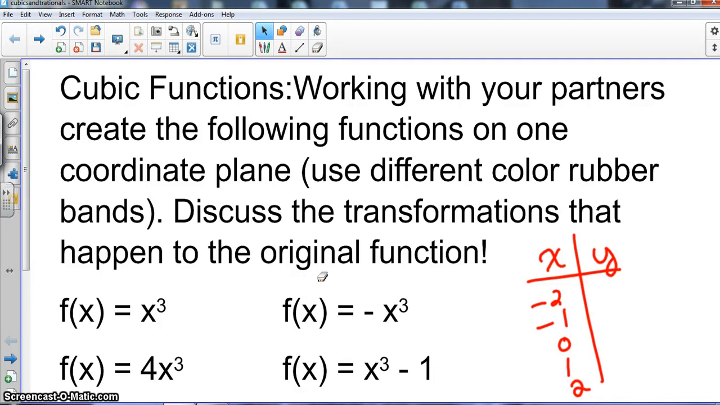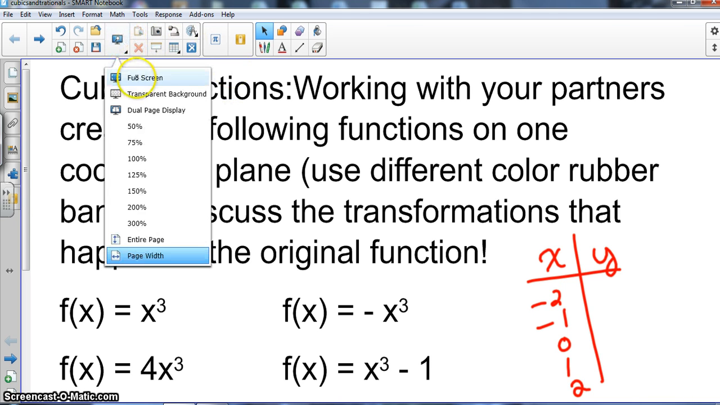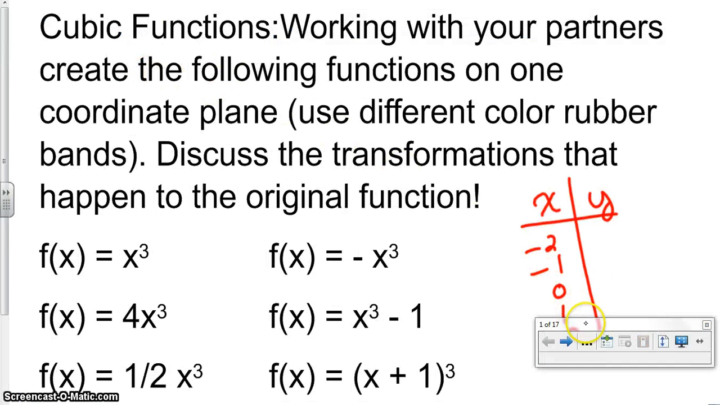Hey guys, this is the cubic functions and rational functions. This one, the video is going to go kind of quick. There's only going to be one video today, so it's really important that you go ahead and stop the video as you need it, okay?